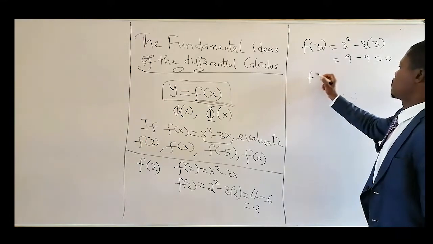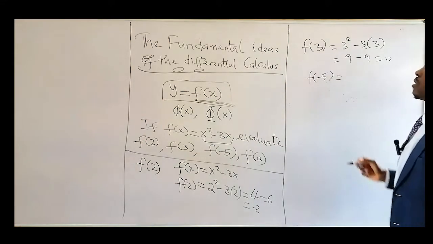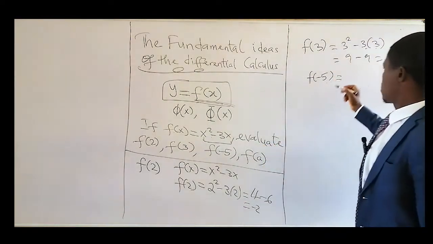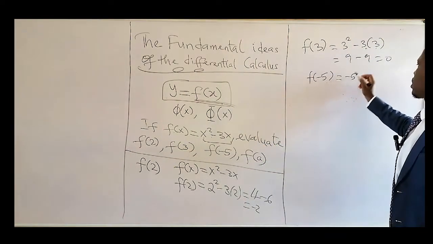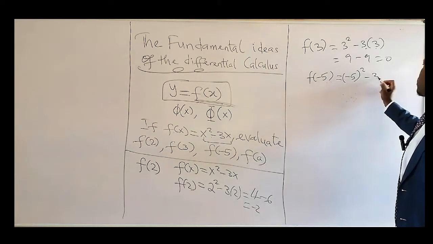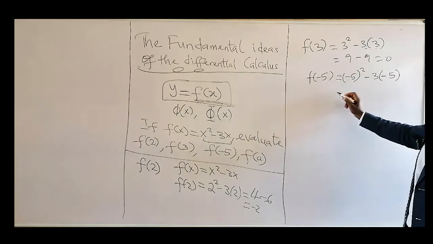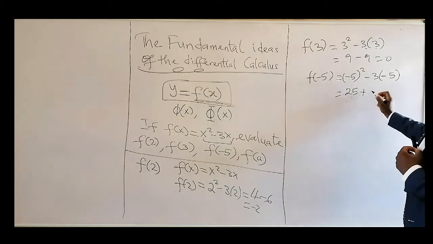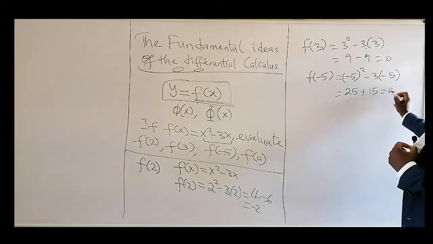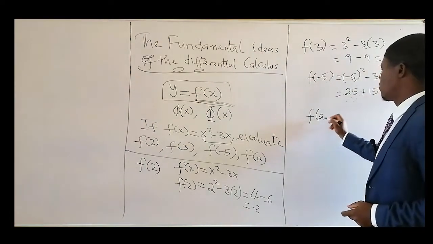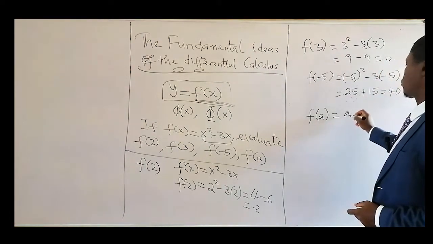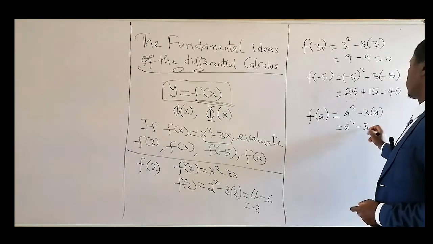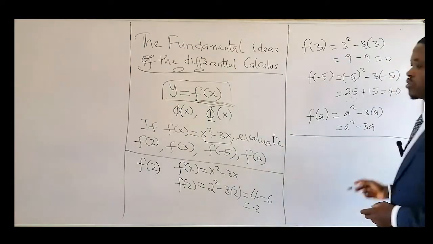f of minus 5, you do likewise. That will be minus 5 squared minus 3 times minus 5. And that will be equal to 25, minus times minus is a plus 15, and that's 40. f of a is equal to a squared minus 3 times a. So that's that on functions.